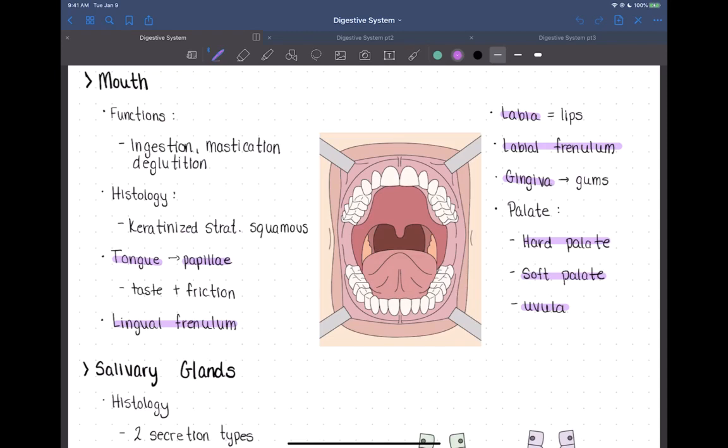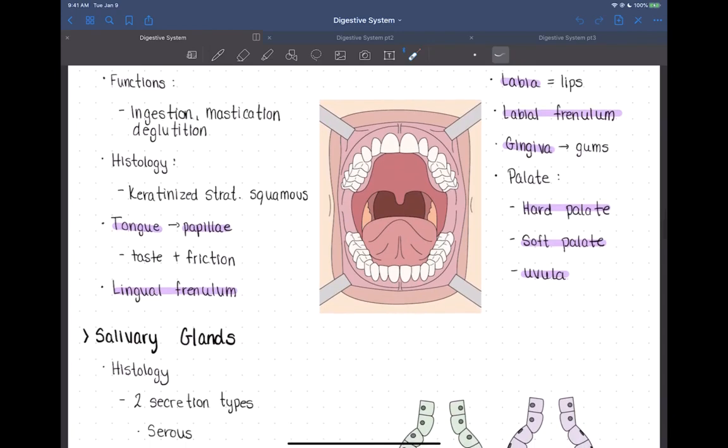Okay, so for the functions of the mouth, the digestive functions are obviously going to be ingestion, right? So actually eating and mastication, chewing the food. And then the mouth will also be involved in the initial parts of swallowing, all right? So deglutition. The mouth for the type of tissue is going to be keratinized, stratified, squamous, so that just provides extra protection against abrasion from the food you eat that hasn't yet been digested.